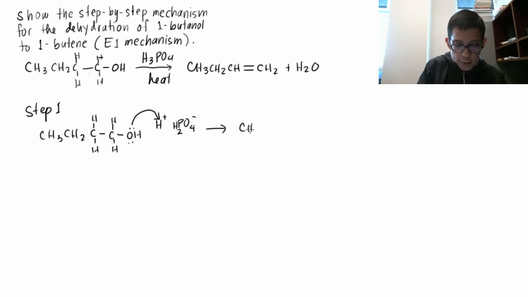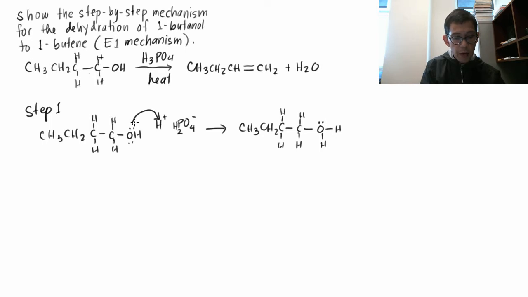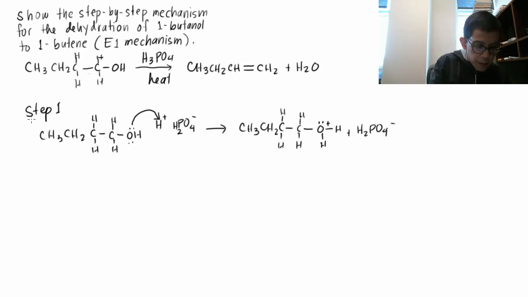This is what you get: CH3, CH2, CH. Now on the oxygen we have now 2 H's and 1 lone pair. Before we had 2 lone pairs and the H plus was not part of the structure. Now we have 2 H's on the oxygen and a lone pair, and now we have a plus charge on the oxygen. That's step 1. Of course, you still have H2PO4 minus.